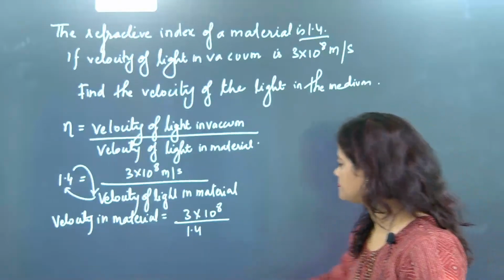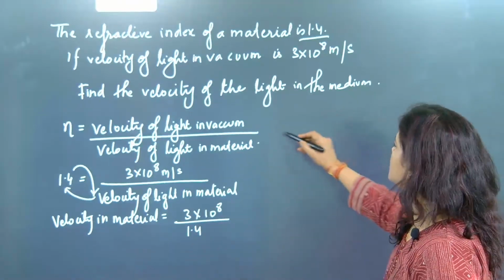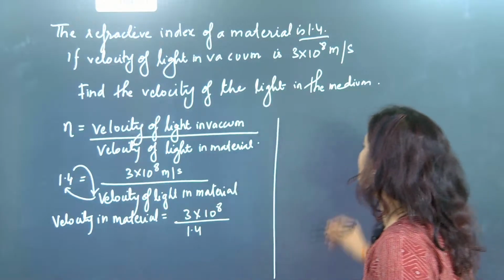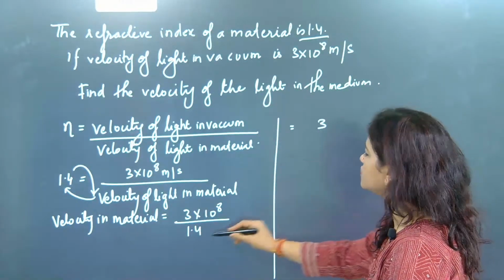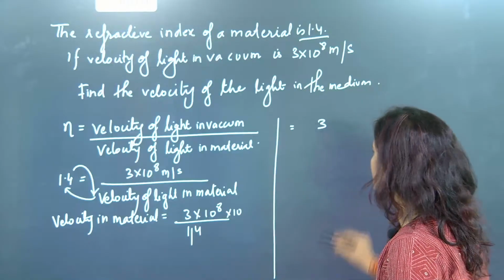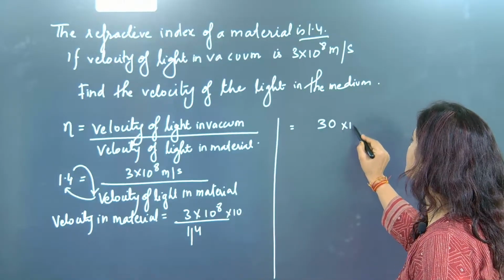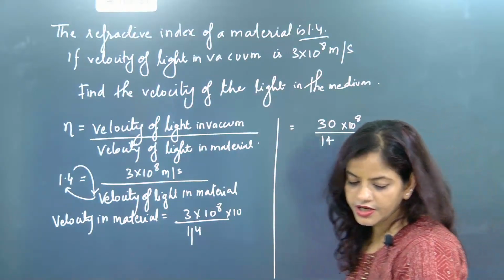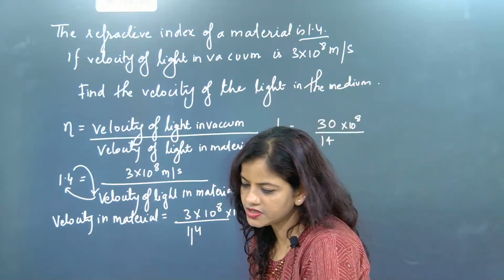Check once. So divided by 1.4. So velocity in material is what, beta? We will be writing it like this. So 3, and if this decimal goes, 10 will go up. So now it is coming 30 into 10 to the power 8 by 14.